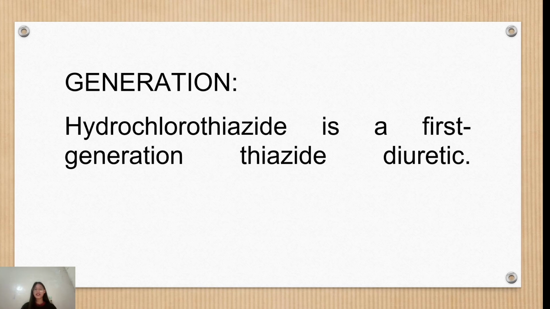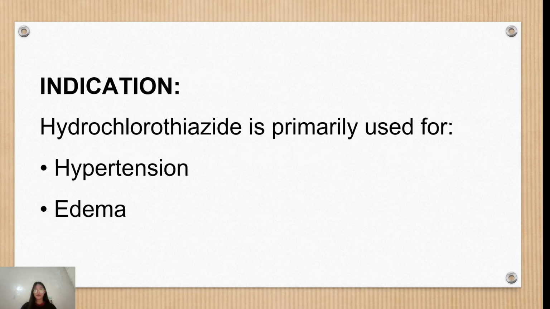Hydrochlorothiazide is a first-generation thiazide diuretic. It has been used to treat high blood pressure, or hypertension, and fluid retention, or edema, for over 60 years. It's a common and generally safe medication, but like any drug, it has potential side effects.